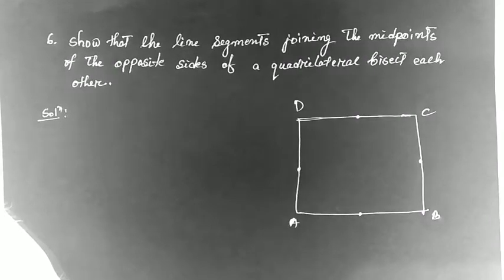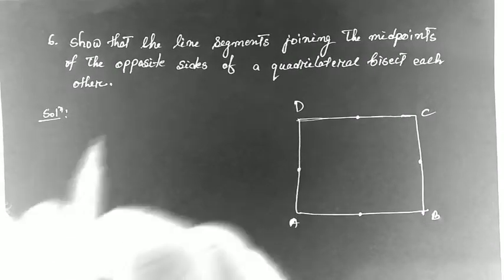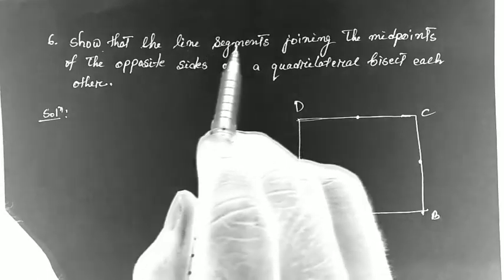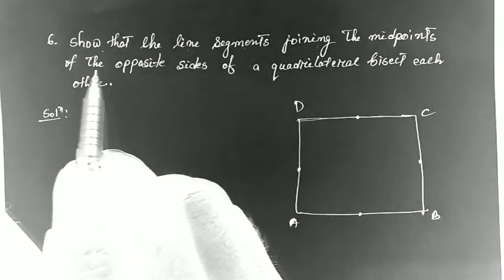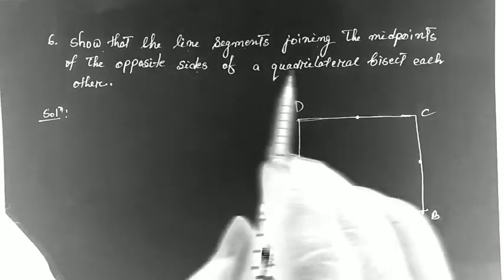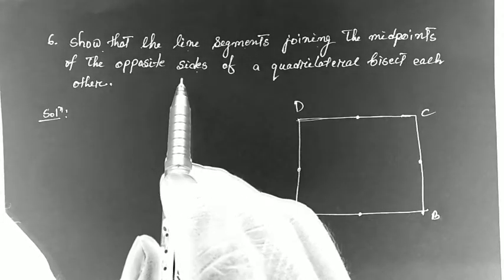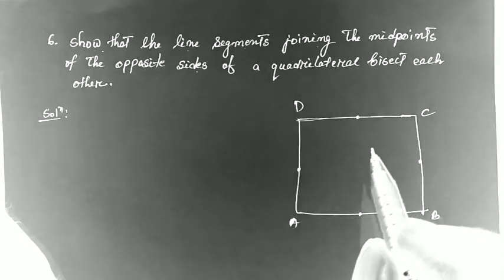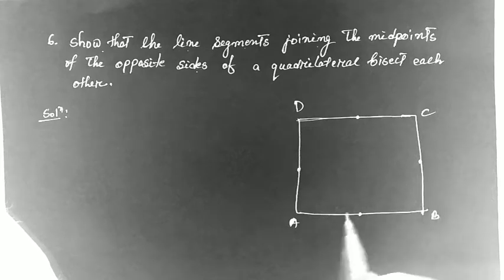Now we'll solve question number 6. Question number 6 is: show that the line segments joining the midpoints of the opposite sides of a quadrilateral bisect each other. Line segments joining the midpoints of opposite sides.